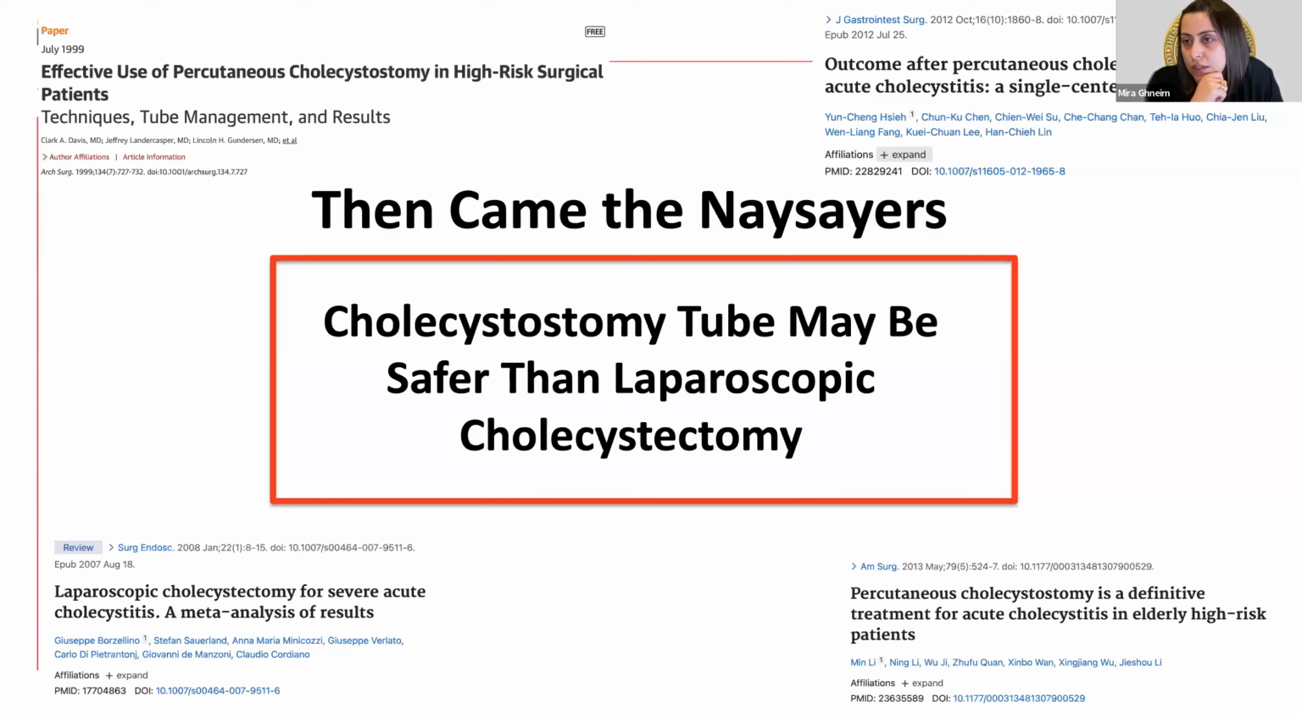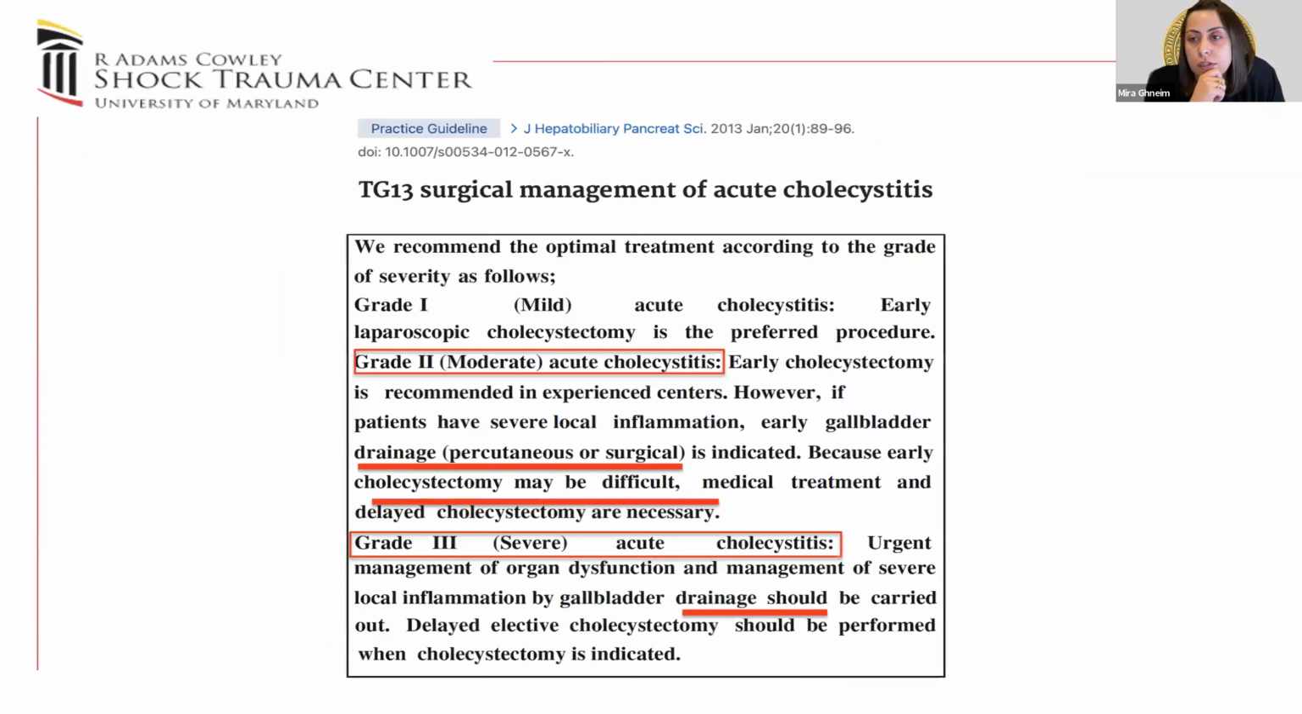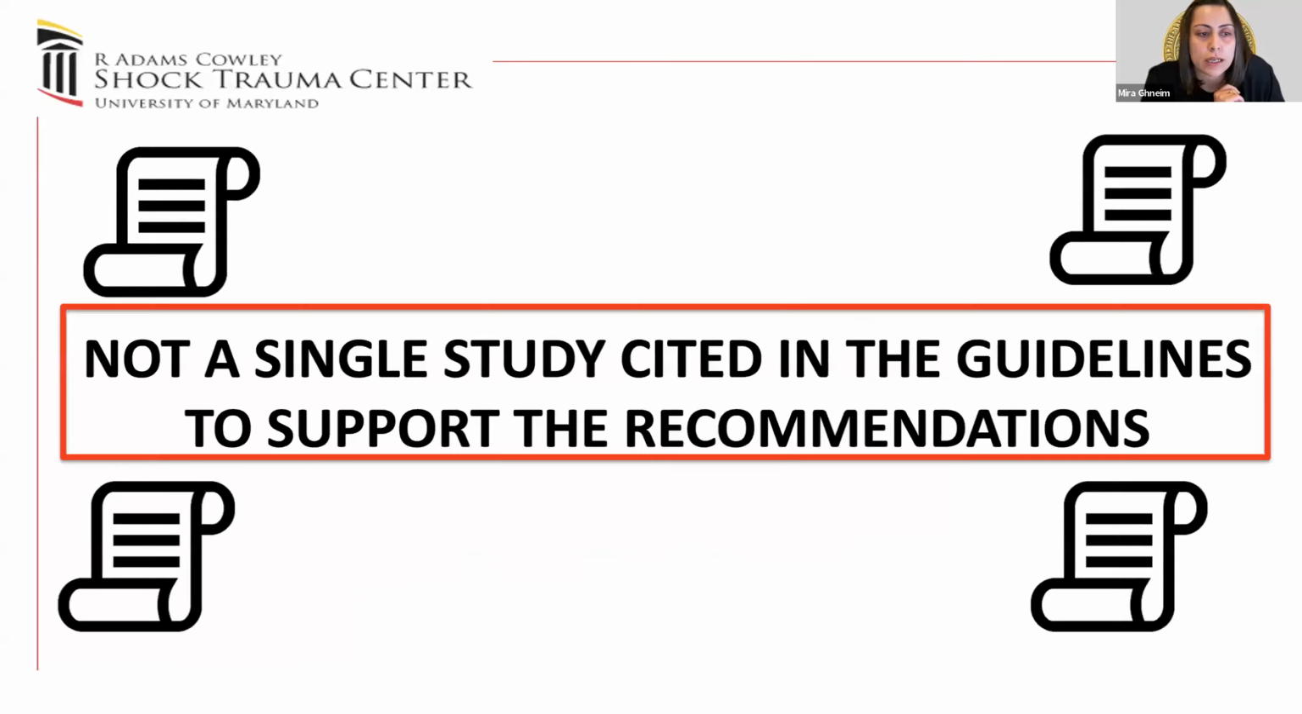And then in 2013, the Tokyo guidelines basically suggested that for grade 2 and grade 3 cholecystitis, patients who failed antibiotic therapy should get a surgical or percutaneous drainage, and then suggested an interval cholecystectomy later. Now, 2 important things about this is that if you look at the guidelines, they don't actually cite a single study to support this suggestion, and they don't really talk about what is the timing of the interval cholecystectomy.